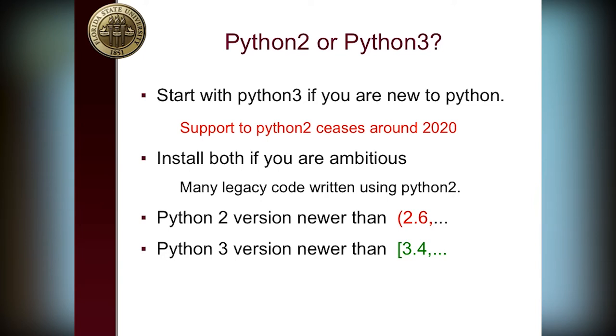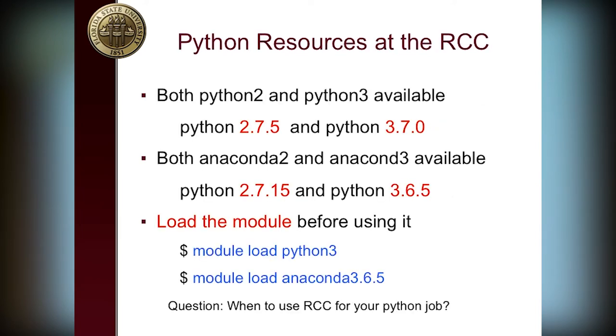So, Python resources at the Research Computing Center. A little advertisement for us. We have both Python 2 and Python 3 available. We have Python 2.7.5 and Python 3.7.9. We also have two versions of Anaconda installed already: Anaconda 2.7.15 and Python 3.6.5.